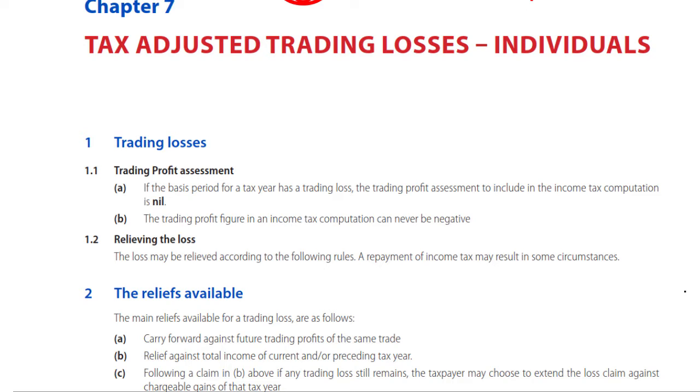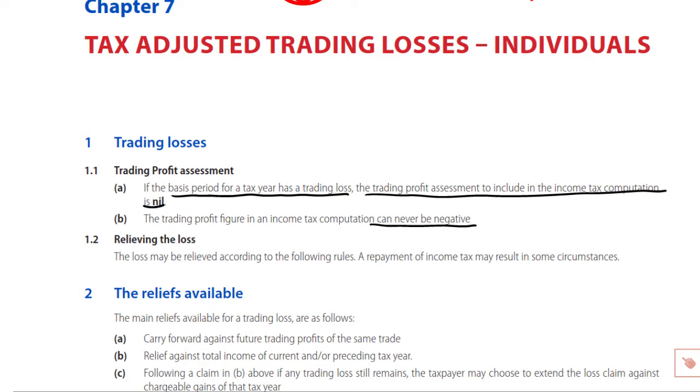So, when a trading loss is sustained by the taxpayer, by the trader, we have a nil assessment that will go into the relevant income tax computation using the relevant basis of assessment, normally CYB, for an ongoing business. So if for the basis period of a tax year we have a trading loss, the trading profit assessment to include in the income tax computation is nil. We don't ever put a negative.